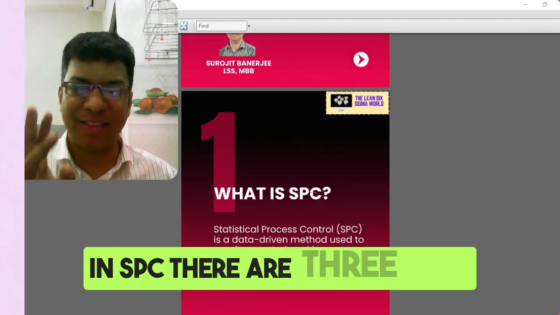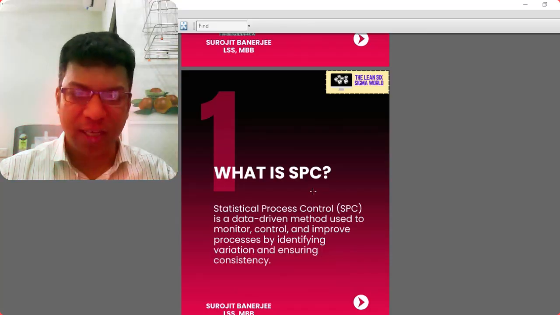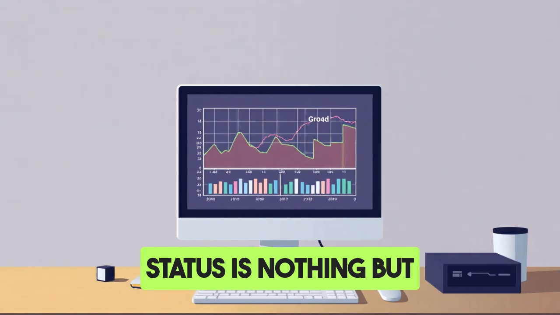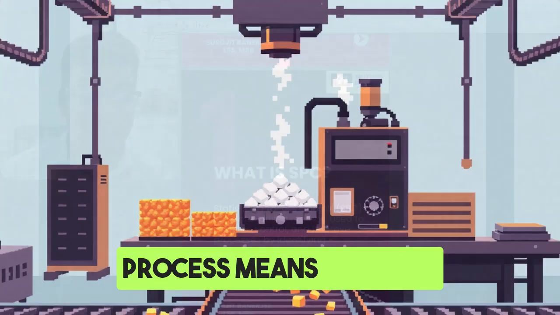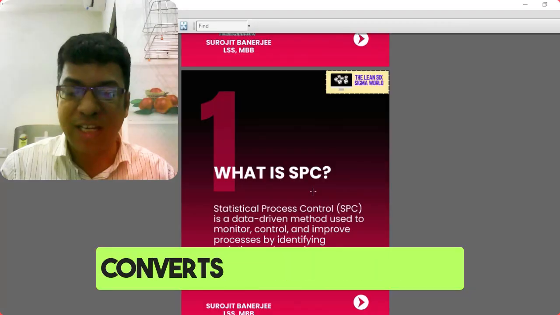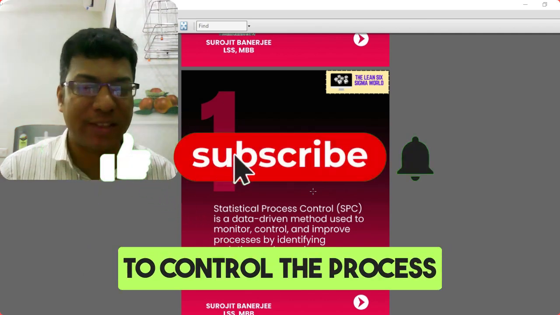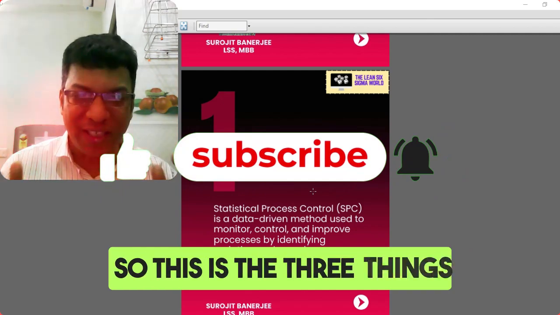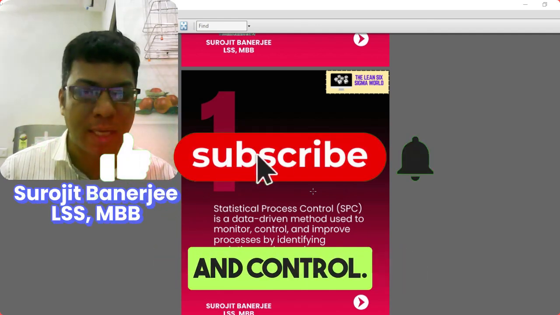In SPC there are three terms: statistics, process and control. So what is statistics? Statistics is a way of getting information from the data. Process means a set of activities which convert input into output, and control means you have to control the process so that you can maintain the quality. So these are the three things involved in statistical process control: statistics, process and control.